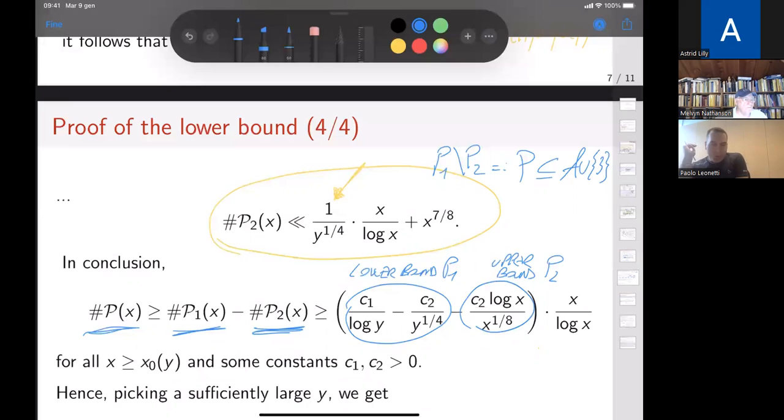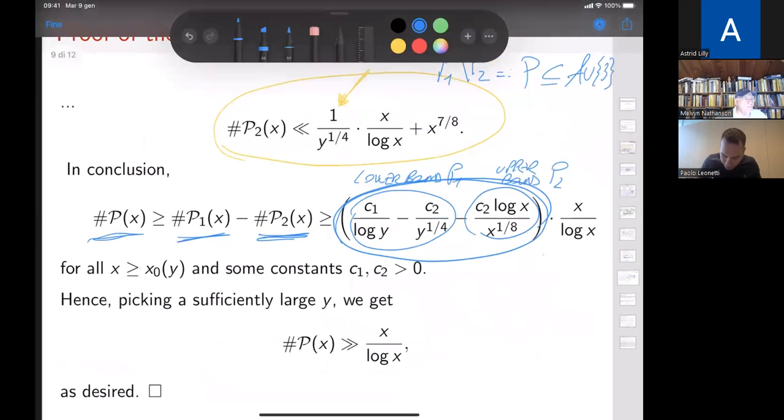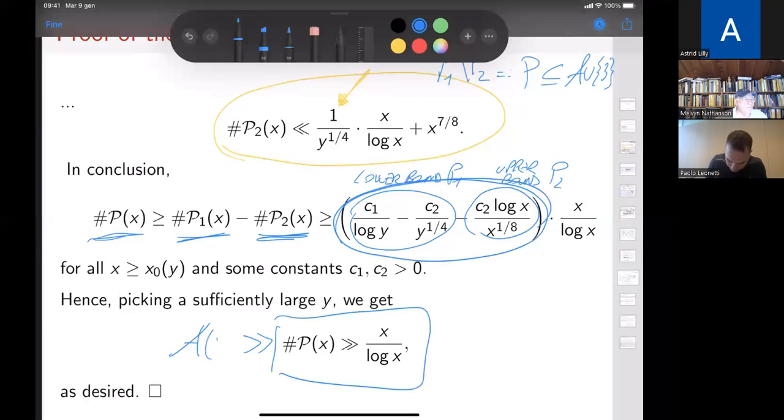And we know that if we choose y to be a sufficiently large constant, then this factor here, which multiplies x divided by log x, will be a positive constant. So if you fix y, which is sufficiently large, depending on C1 and C2, but C1 and C2 are fixed, then we get that the cardinality of P up to x is at least x divided by log x. But P is a subset of A. So the cardinality of A, and here we can also use bigger than or equal, is at least the cardinality of P, which is at least the order of x divided by log x. And this is the proof of the lower bound.